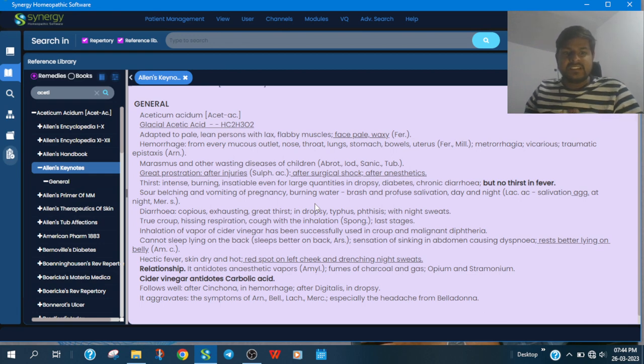True copious, hissing respiration, cough with inhalation, as if it is the last stage of croup. Let's talk about croup. There is one medicine written, Spongia tosta. Why Spongia? Spongia has the symptom like he feels he is inhaling through a sponge. Talking about the croup symptom, it's like a wheezing symptom in Spongia tosta, and it's about anxiousness. Because he is anxious, that's why the croup begins and aggravates during inhalation.